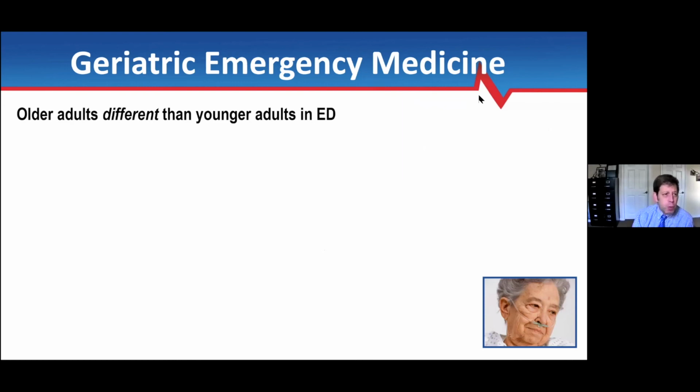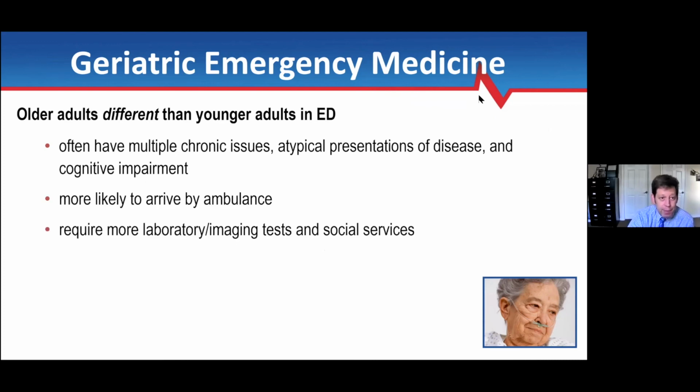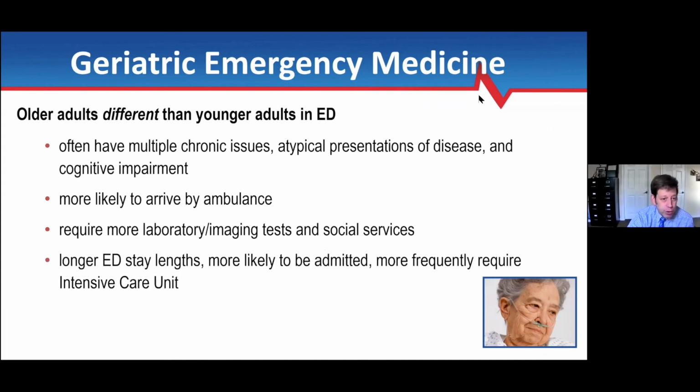And it turns out, and this is really, really important, older adults, and this is what we teach residents, of course, right, guys and gals? Older adults are different than younger adults in the emergency department. They often have multiple chronic issues, atypical presentations of disease, and cognitive impairment. They're more likely to arrive by ambulance. They require more laboratory and imaging tests and greater social services. They have longer ED stay lengths. They're more likely to be admitted. They more likely require the ICU, and they have a higher rate of adverse outcomes after discharge.